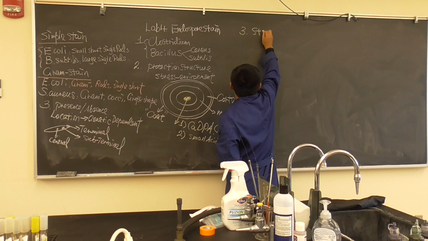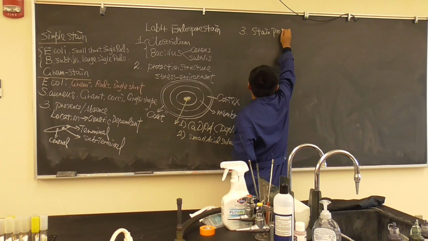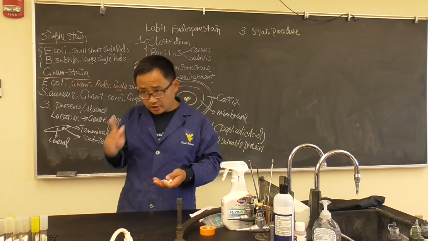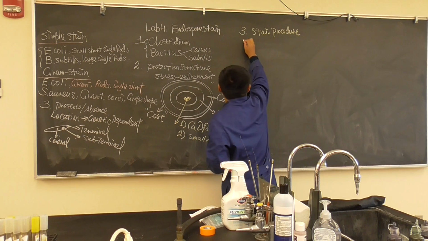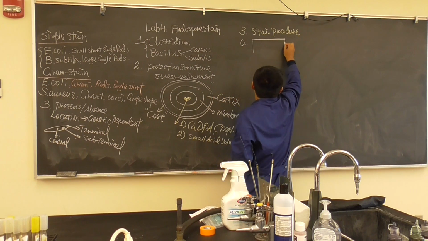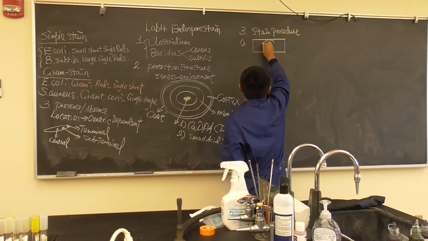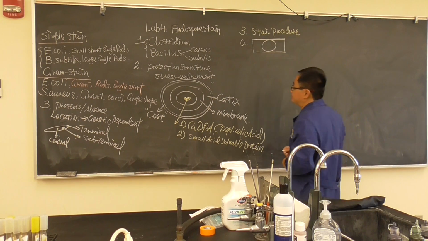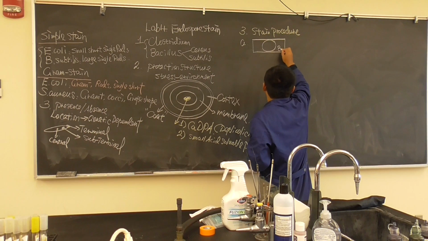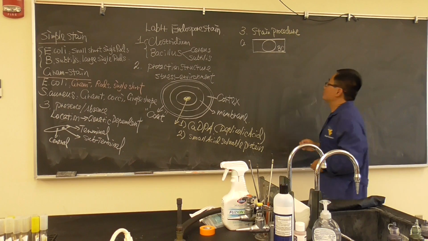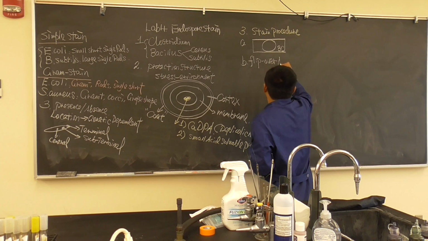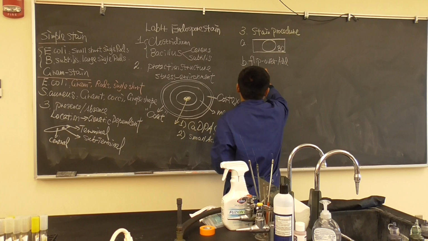Now, how are we going to do the endospore stain? Then we talk about the stain procedure. The majority of the steps are the same. Number one, you get a glass slide and draw a big circle in the middle. That's the smear preparation, the same thing. This time we use Bacillus cereus, so we write BC. Then flip it over, and add one drop of water.